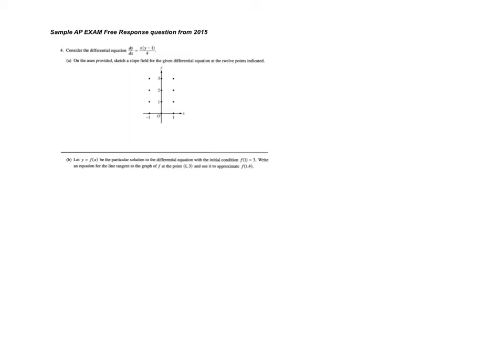I would say when you get to an AP free response question, you should feel fortunate if one of them is a slope field question, because they're pretty straightforward in the approach. The first thing they ask us to do is sketch the slope field at the 12 points indicated. You can see this is a 4x3 grid, so there are 12 points.